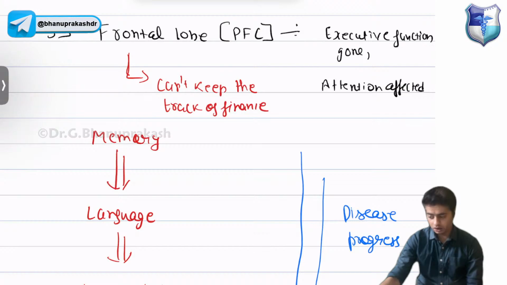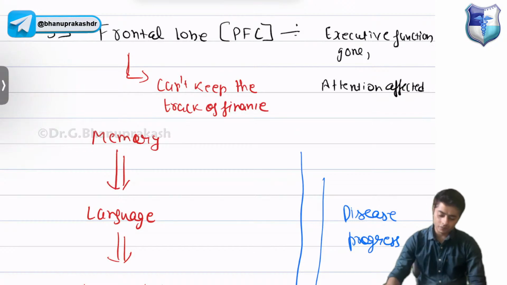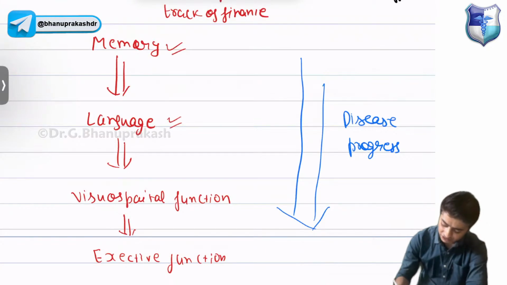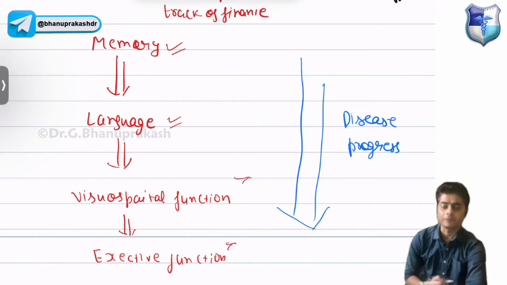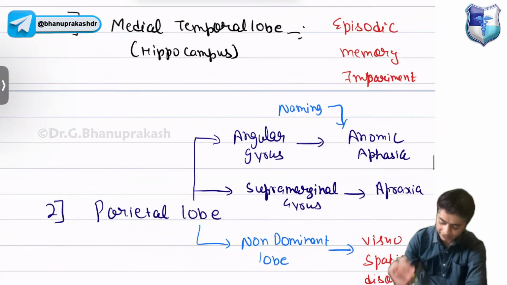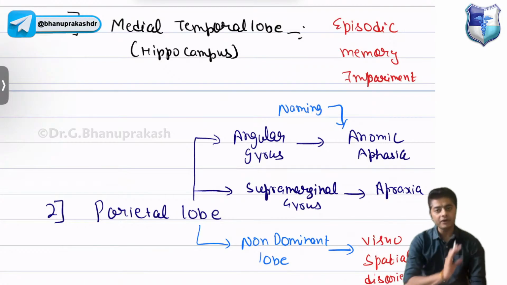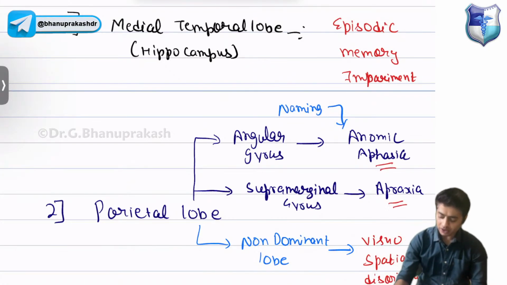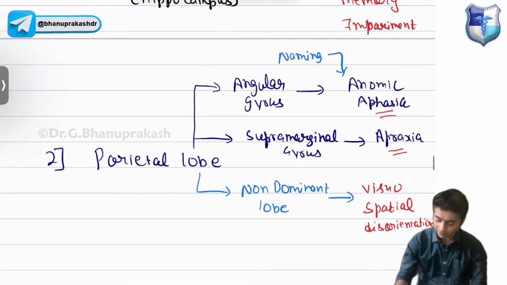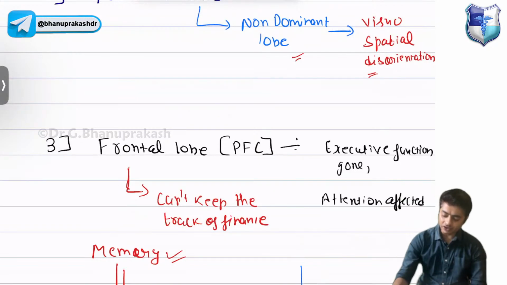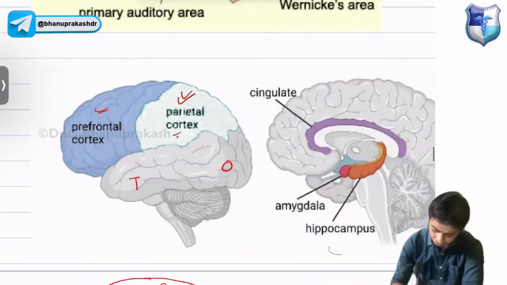So we will start. First is your memory gone, then your language, then your visuospatial dysfunction, then executive function. So see here, in the middle temporal, episodic memory impairment is there. Then parietal lobe, angular gyrus will be affected. That is your anomic aphasia. Then comes your apraxia. Then comes your non-dominant lobe. That is your visuospatial disorientation. And then comes your frontal lobe. That is your executive function is gone. Your attention is affected. So just see this diagram. How is this disease going?